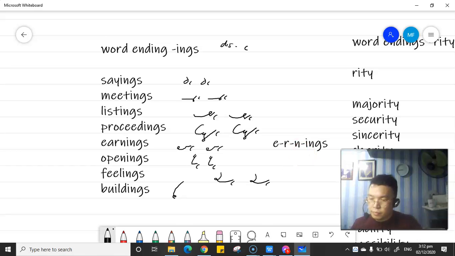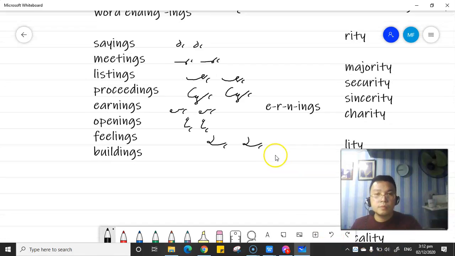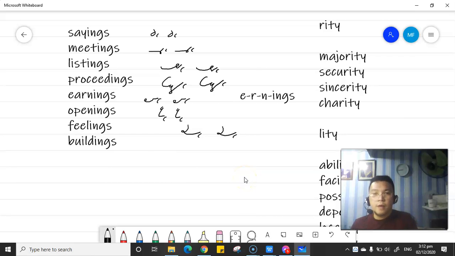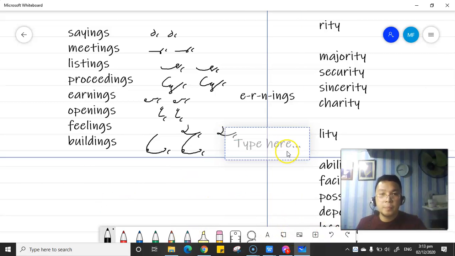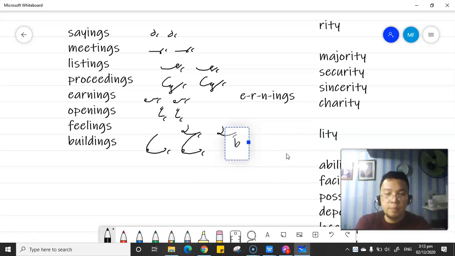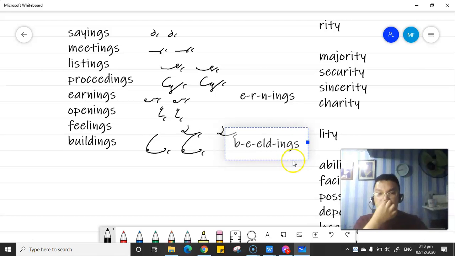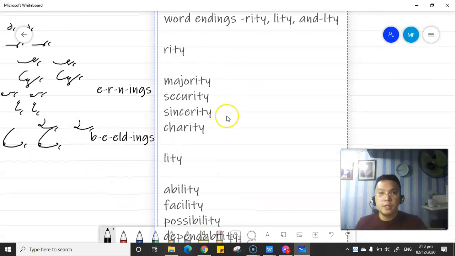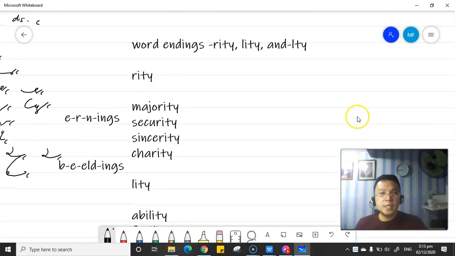We have the VEL, ings for buildings, BL, diba, the curled L to represent the L, ings. So how are you going to shorthand spell that one? We have the B, ings for buildings.